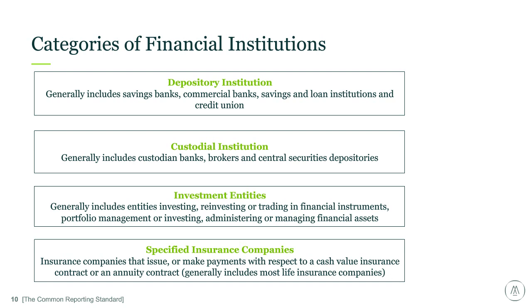So again, this slide is based off the OECD, and there's 4 general categories of financial institutions. There's depository institutions, custodial institutions, investment entities, and specified insurance companies. The most common clients that we currently work with and the easiest to analyze as to whether or not I'm an FI are banks, which are depository institutions, and then a lot of our fund clients. So our venture capital and private equity clients fall into the investment entity category.